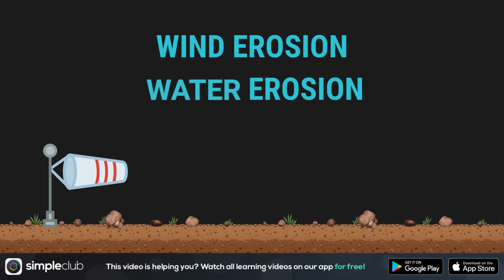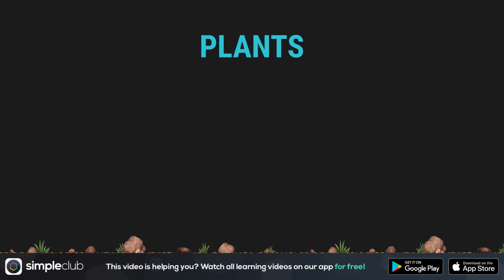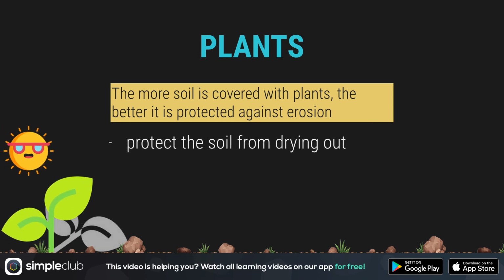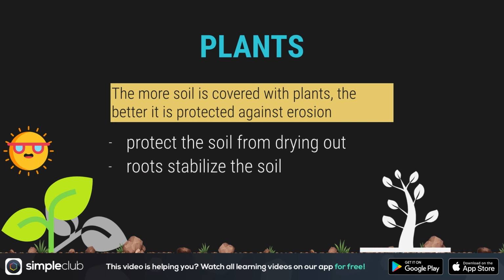Okay, so there's wind erosion and water erosion. They each have their own risk factors. However, there's another very important thing to consider with both types of erosion: the soil cover, in other words, the plants on the ground. The more the soil is covered with plants, the better it is protected against erosion. Plants protect the soil from drying out by providing shade, and damp soil does not blow away as easily as dry soil. Therefore, soil should always be optimally covered. Roots of plants are also very important. They cling to the soil, which prevents the soil from slipping away.